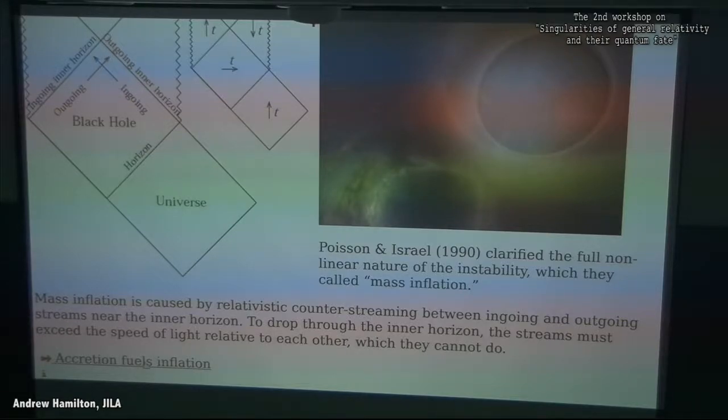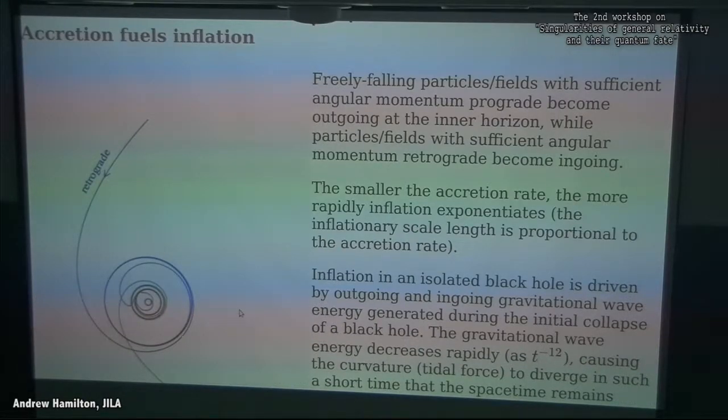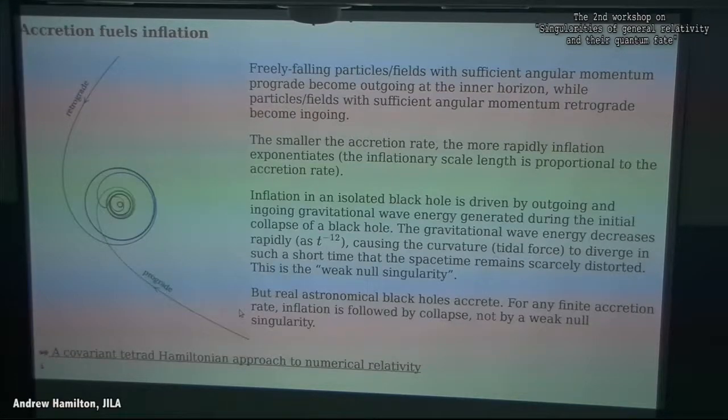So in reality, Poisson-Israel inflation is driven by accretion. Freely falling particles with sufficient angular momentum prograde become outgoing at the inner horizon. Essentially, they have extra angular momentum, which is enough to turn them around so that they become outgoing, going against the flow of the inflow of space-time. Whereas particles or fields with sufficient angular momentum retrograde remain ingoing.